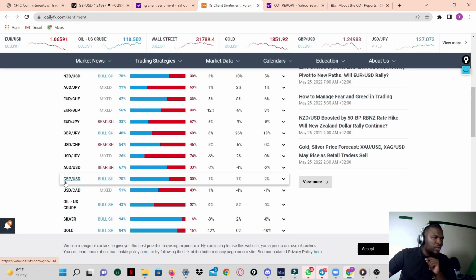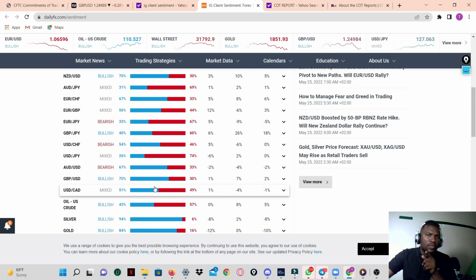easily to spot. When you check here, the GBP USD is 70% bullish, which is in line with the CFTC report, the one that we just saw right there. So when you check here, the IG client sentiment report gives us 70% of people who are there. So it confirms with us that there are more bullish people who are buying GBP USD.